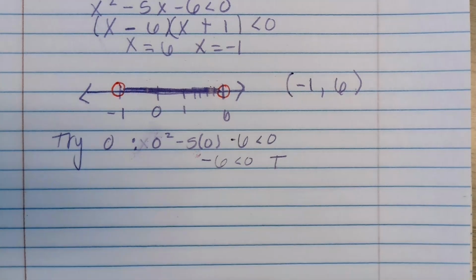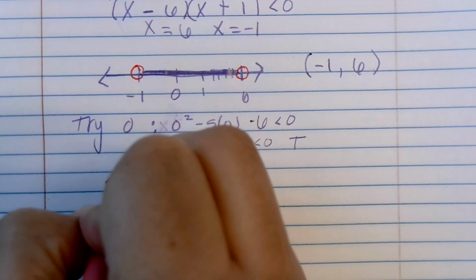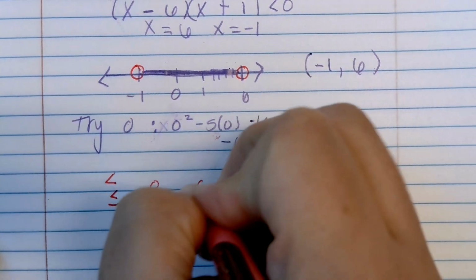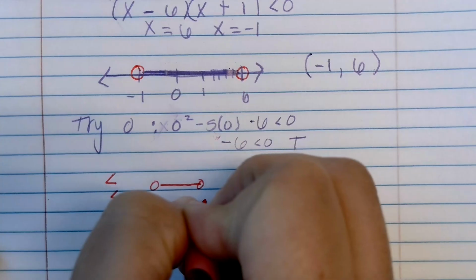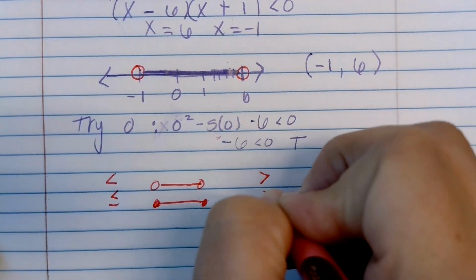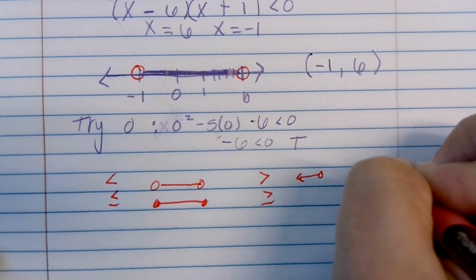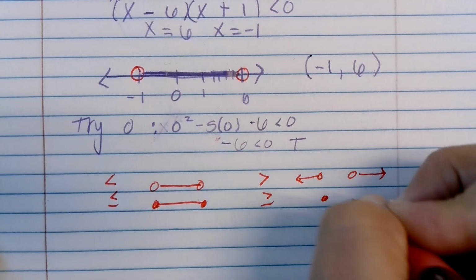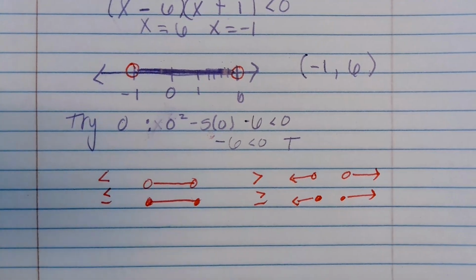So, yes, it holds true that if you have a less than or equal sign, you're going to be shading in between 2 points. If you have a greater than or equal sign, you'll be shading on the outside of the 2 points. So your graph should start to look like this. So that's a nice cheat to remember that if you need it.